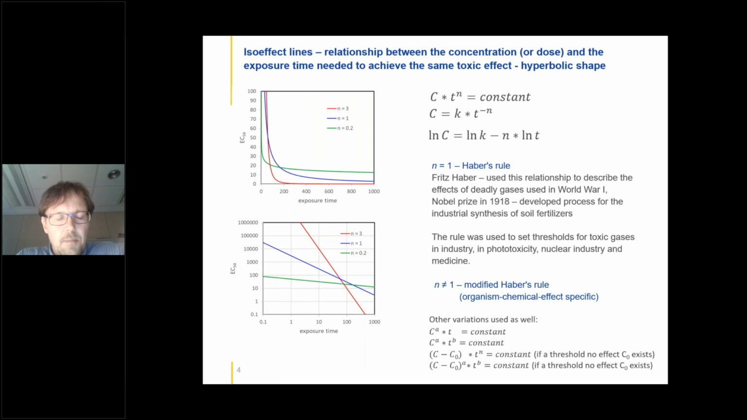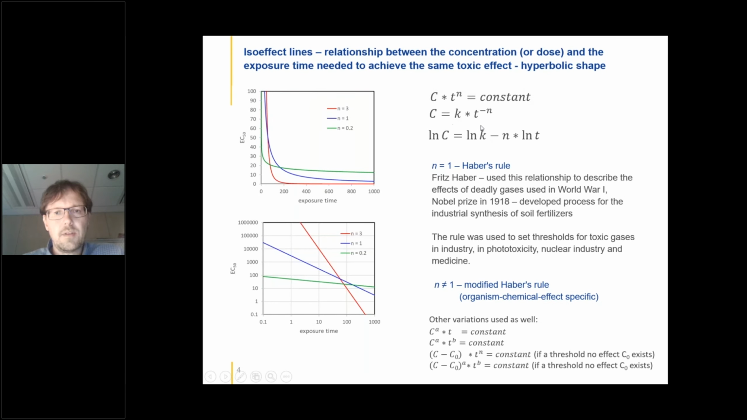However, later himself, but also other toxicologists, realized that this Haber's rule is just a particular case of some more general rule, which can be expressed as concentration multiplied by the exposure time to the power of n equals constant.